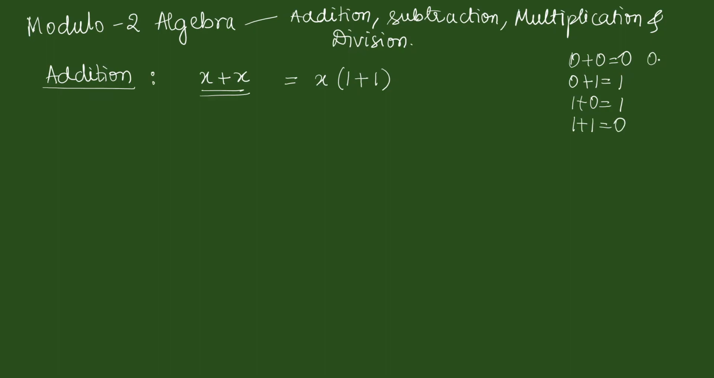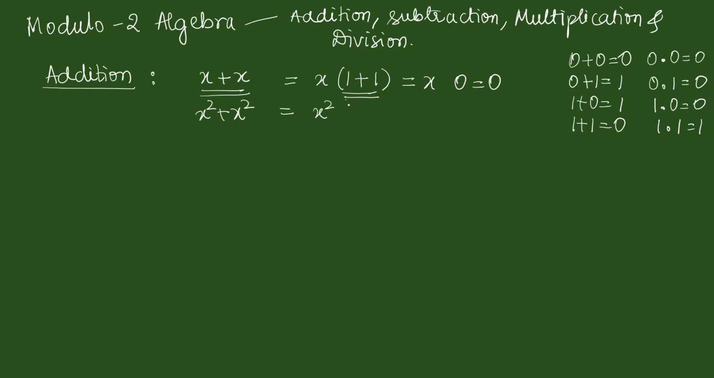And for multiplication, similarly, 0 dot 0 is 0, 0 dot 1 is 0, 1 dot 0 is 0, and 1 dot 1 is 1. So keeping this in mind, we know that 1 plus 1 is 0, therefore this leads to x multiplied by 0, which is nothing but 0. So addition of two similar terms will lead to 0. Similarly, x square plus x square is x square in common times 1 plus 1, so this is x square multiplied by 0, which gives us 0 as the result.